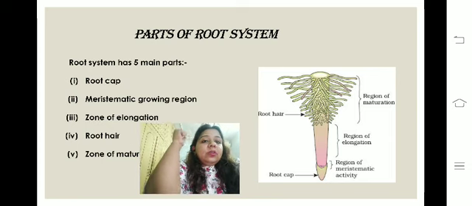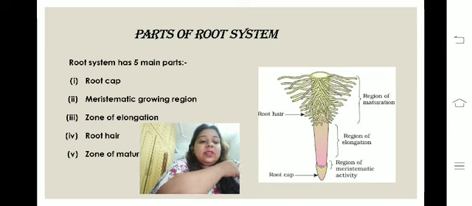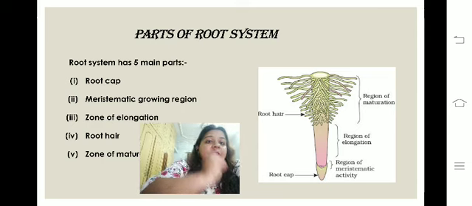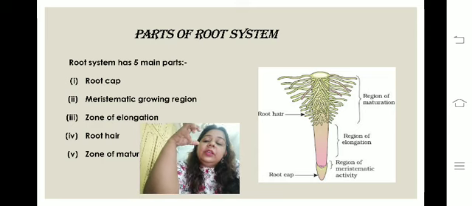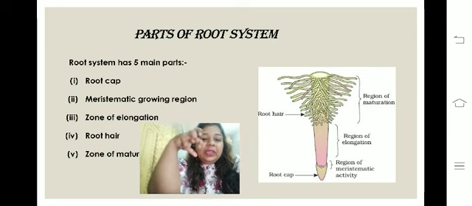The cells of the root cap secrete mucilage, which helps the root to penetrate into the hard soil, helping the roots to penetrate deep into the soil.